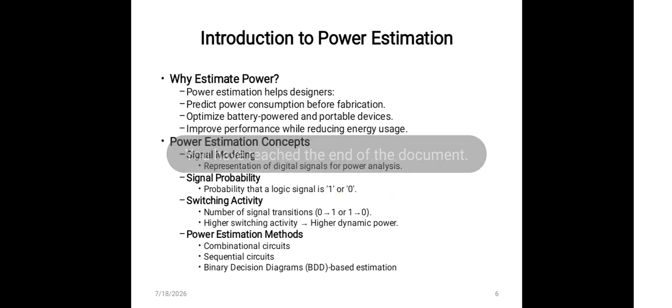To summarize today's lecture, we introduced the concept of power dissipation in CMOS circuits and discussed why low power design has become a critical requirement in modern VLSI design. We also examined three major sources of power dissipation: dynamic, short circuit and leakage power, and introduced the basic concepts of power estimation. In the next lecture, we will begin the first major topic, sources of power dissipation in CMOS circuits, where we will study each power component in greater detail.